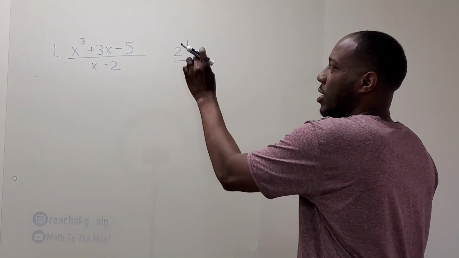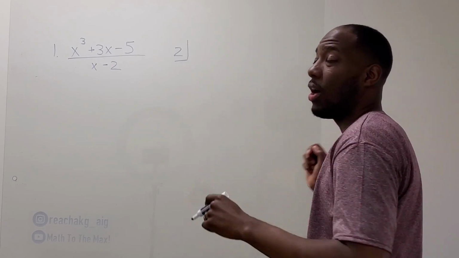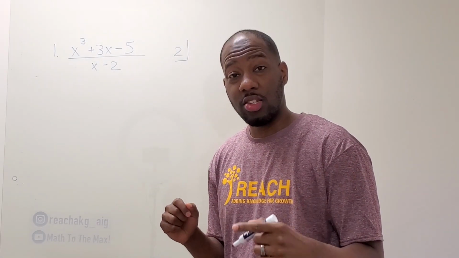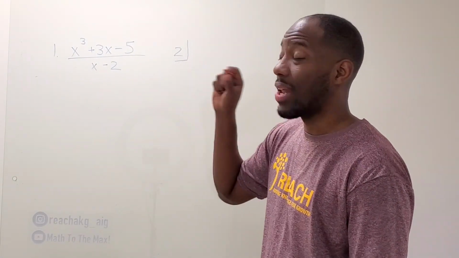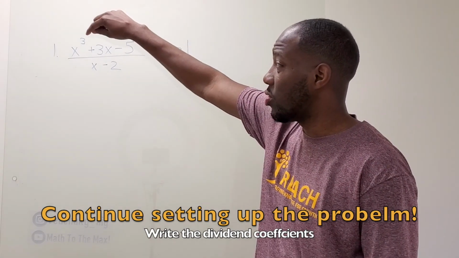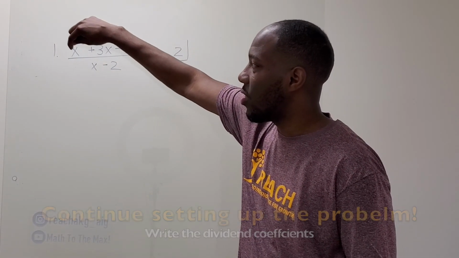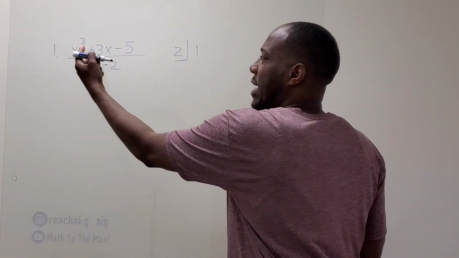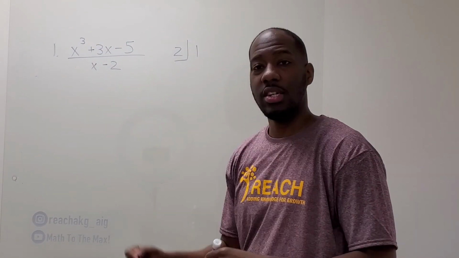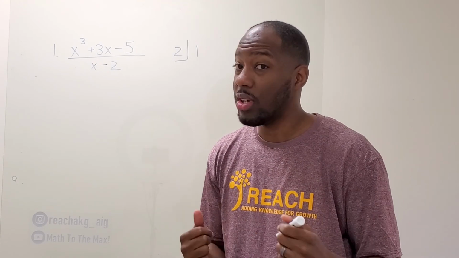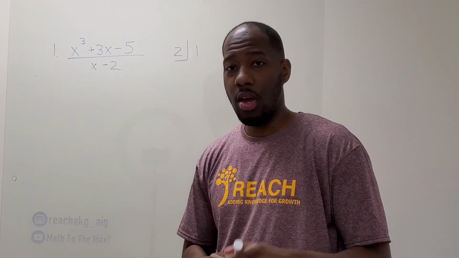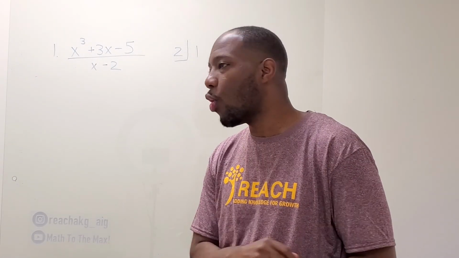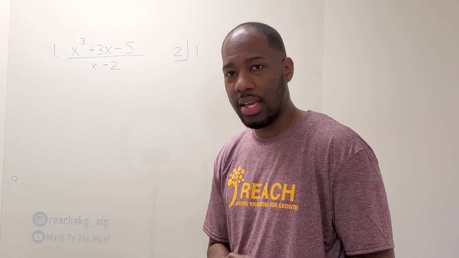All right, and then I'm going to call this the inside right here. The inside will be the dividend's coefficients. Start with the highest exponent. The highest exponent, let's say, is 3. What's the coefficient in front of it? It's 1. So it'll be 1. X to the second. Do you see an x to the second power in this problem right here? No. So if you don't have any, what number is that?